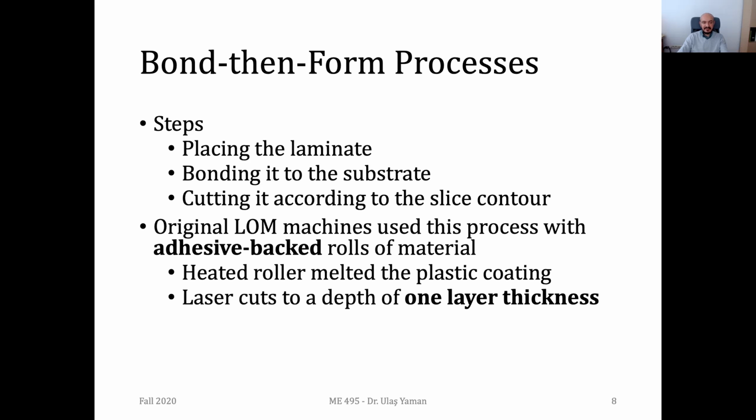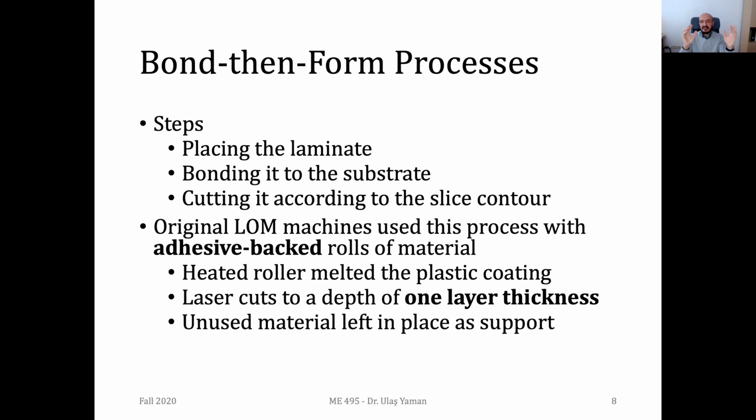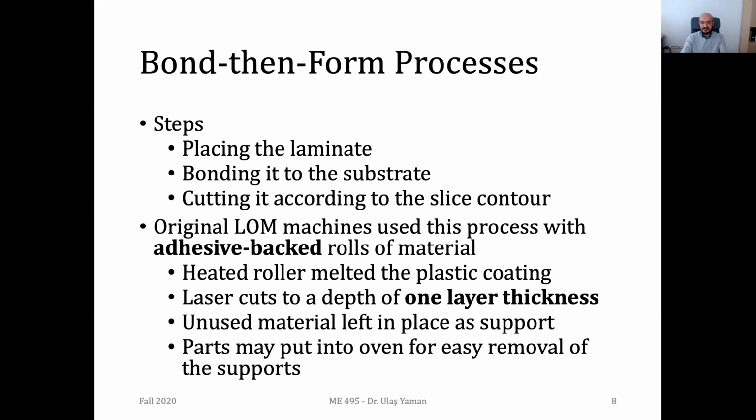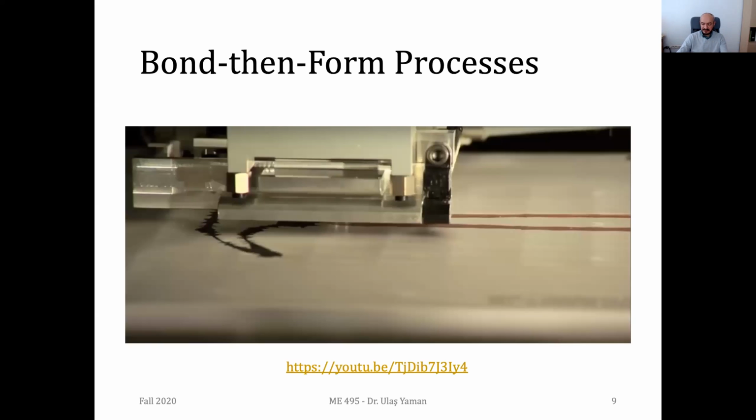Another issue about the forming is that your laser or mechanical cutter must cut just one layer thickness. If it's cutting more than that, then you will not be able to obtain the proper 3D shapes. This is an important issue for bond and then form processes. Another case in the bond and form process is that we'll have unused material left in our box, and we can consider it as support structures. After the part is fabricated, you need to remove it. For some special machines, you may also make use of ovens to remove them easily, but for simpler ones, you can take them out with your hands.